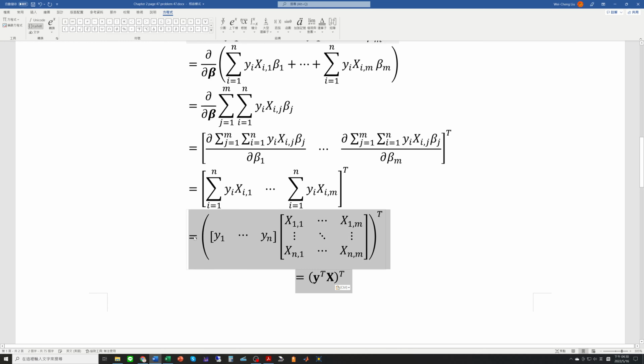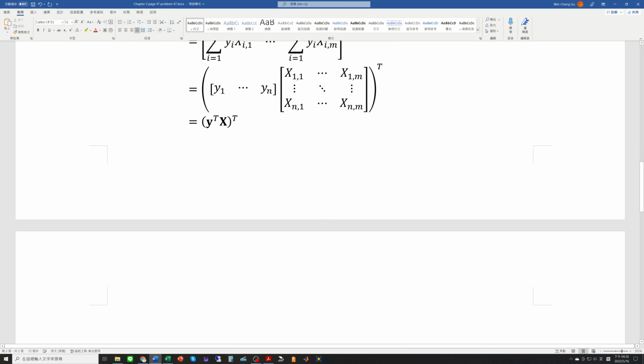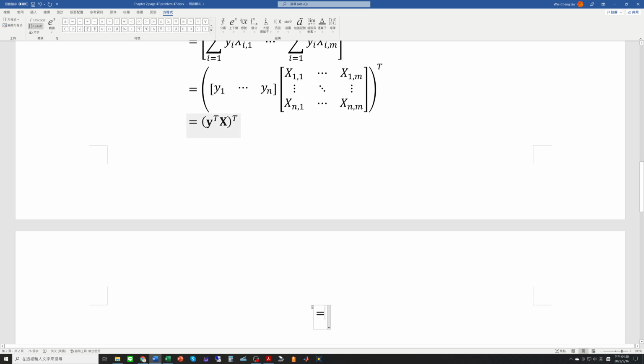So let me align it at the equality. So next, we can see that it is equal to Y transpose times X and transpose again, which is equal to X transpose times Y, where Y is bold and not italic. And we call this equation 3.